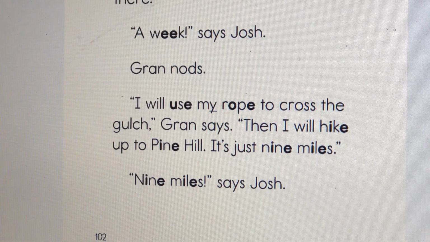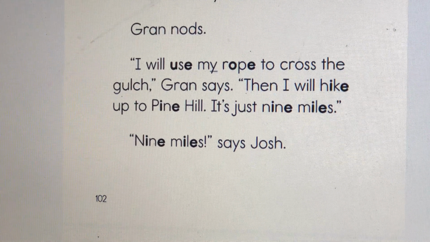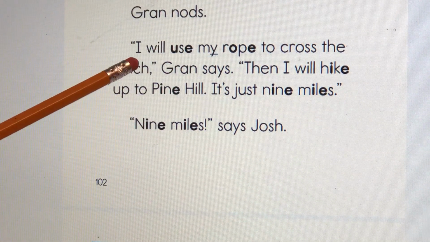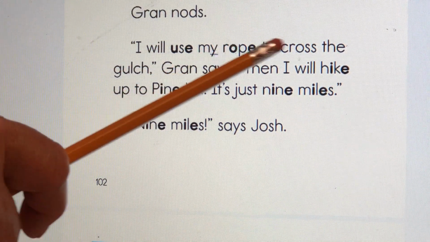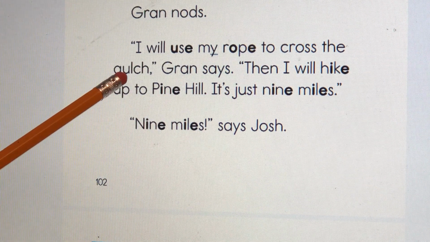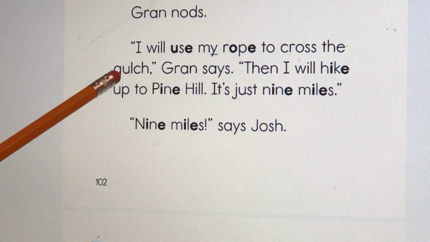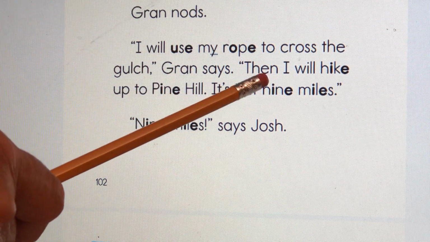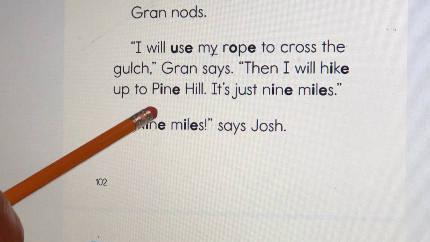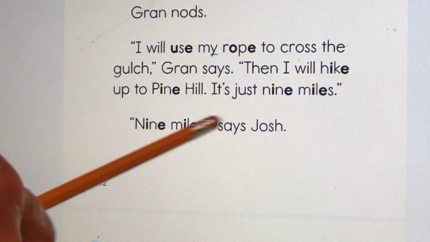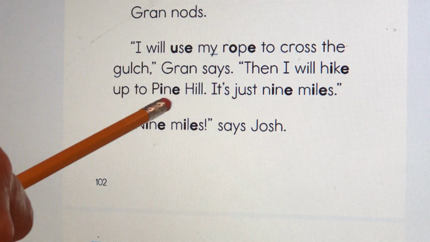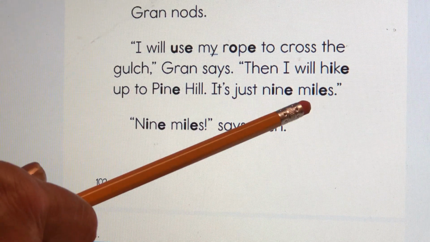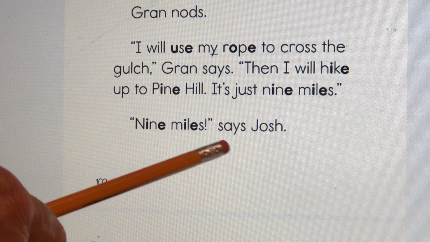A whole week, says Josh. And Gran nods, and nods means yes. I will use my rope to cross the gulch. So she's going to swing on her rope. Gran says, then I will hike to Pine Hill. And hike means she's going to walk. She's going to take her backpack and she's going to walk. It's just 9 miles. 9 miles, says Josh.